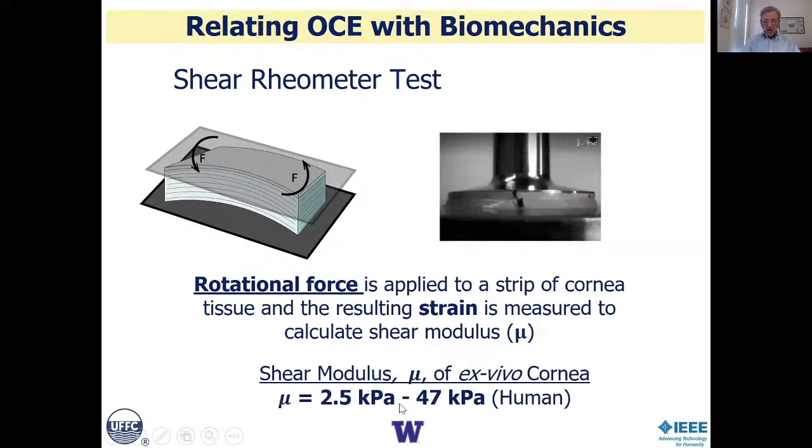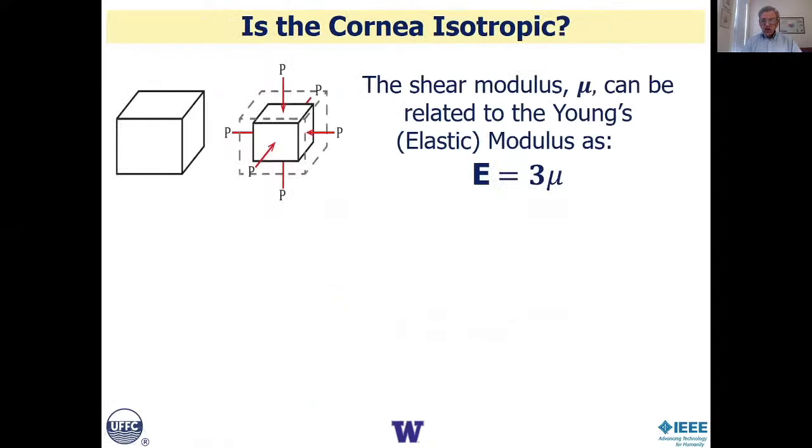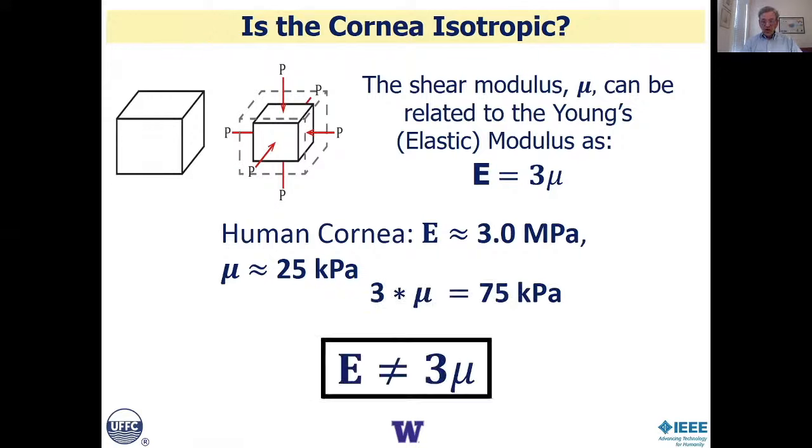When you look at the measurements from the literature again, it's on the order of tens of kilopascals. So let's look at this. The shear modulus can be related to the Young's modulus, if you have a perfectly isotropic material, by this fixed factor of 3. The human cornea, for example, would have a typical Young's modulus of about 3 megapascals, and the shear modulus is about 25 kilopascals. 3 times 25 is 75 kilopascals, which is well over an order and a half of magnitude short.